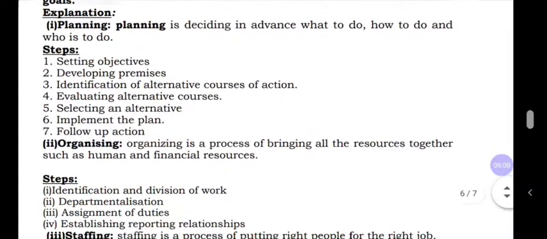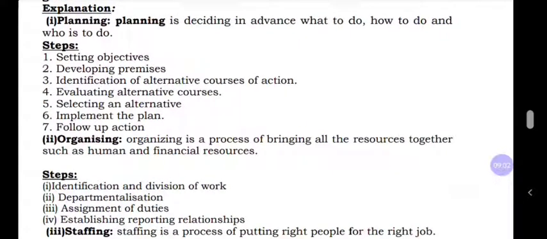Now let us see what the meaning of all those functions is. First one we have planning. Planning is deciding in advance what to do, how to do, and who is to do. You can also write another meaning: planning bridges the gap between where you are and where you want to be. This also you can write. Now the steps, there are 7 steps. All the steps you have to write in order. You should not make any interchanges in the examination.